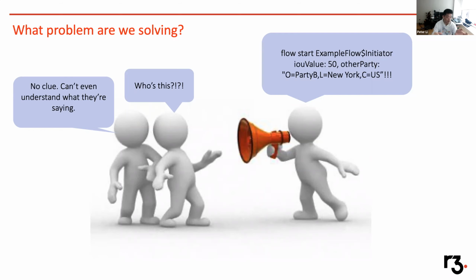And then the other 5 nodes, who have never seen this node, who never transacted or interacted with this node, will be like, oh, no clue, we can't even understand what they are saying. So that's the problem we are solving. For the past, we have adopted a very flattened network architecture.